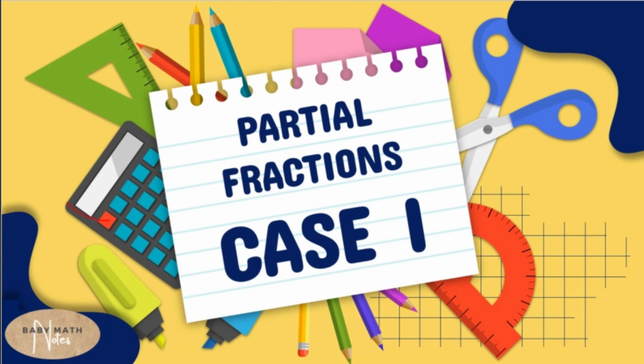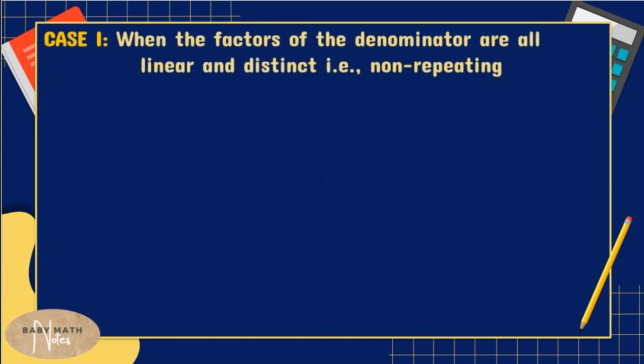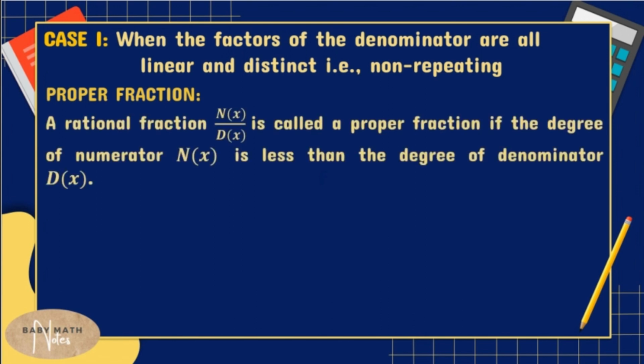Okay, so today we are going to discuss partial fractions, specifically case 1. So, let us start. Ang case 1 natin is when the factors of the denominator are all linear and distinct or non-repeating. So, these are the things that you need to consider in solving case 1.